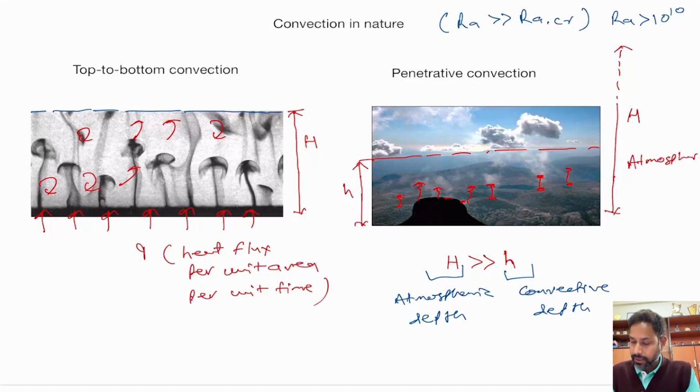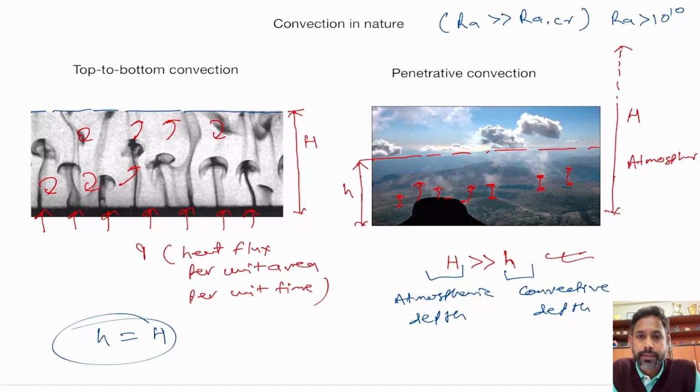Okay, so in this case your capital H is much greater than smaller h, where smaller h is under the influence of convection, and capital H, the complete capital H, is not under the influence of convection, right? And that's why these are called penetrative convection, because it's penetrating into the complete layer but is not able to go completely, fully. Whereas for the left hand case, it can be assumed that h is the same as capital H. h is the convective zone, and capital H is the total fluid layer. Okay, so for top to bottom convection, this is the condition, whereas for penetrative convection, this is the condition.